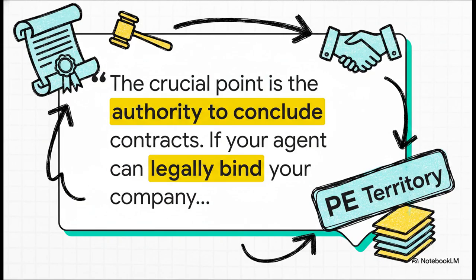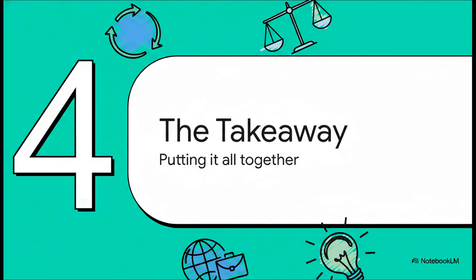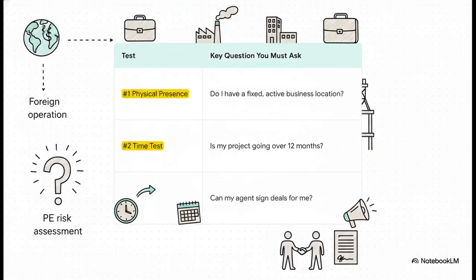So at the end of the day, it all boils down to this one single question. Does this person have the authority to legally lock our company into a contract? If the answer is yes, and they use that power regularly, then you have almost certainly created a PE. Okay, so we've walked through the three big tests. Now let's bring it all home and talk about what this means in practice. Let's just boil this all down, shall we? You can pretty much assess your risk by asking yourself these three simple questions. If you're looking at your operations in another country, just start here. This little table gives you a really clear high-level view of where you might have some PE exposure.